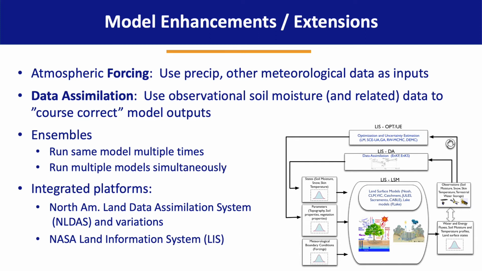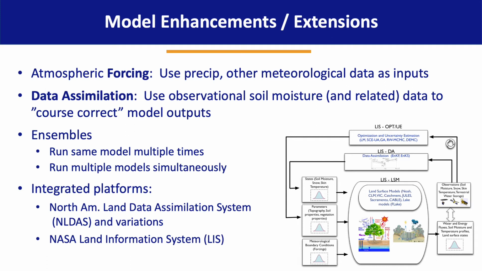Similarly, and also quite important, is data assimilation. So that is the use of observational soil moisture and related data to course correct the model as it goes along. In this case, you would be running a model and also taking observational data and doing some comparison and some kind of blending of those two values to find sort of the truer actual soil moisture conditions.